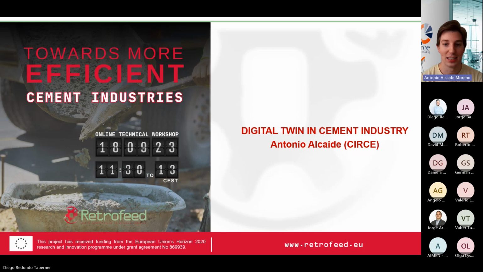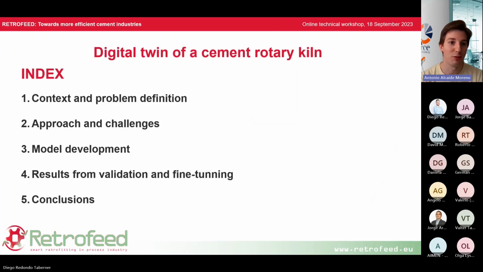Let's start. Diego, can you pass the next slide? This is a brief index of what we are covering. We will talk a bit about the context and the problem definition of this digital twin model. After that, the approach to all the challenges that arose when we were developing it. We will talk a bit about the model development, and after that, the results from the validation and the fine-tuning of this model. And after that, some brief conclusions to see how the development was in an overall view.